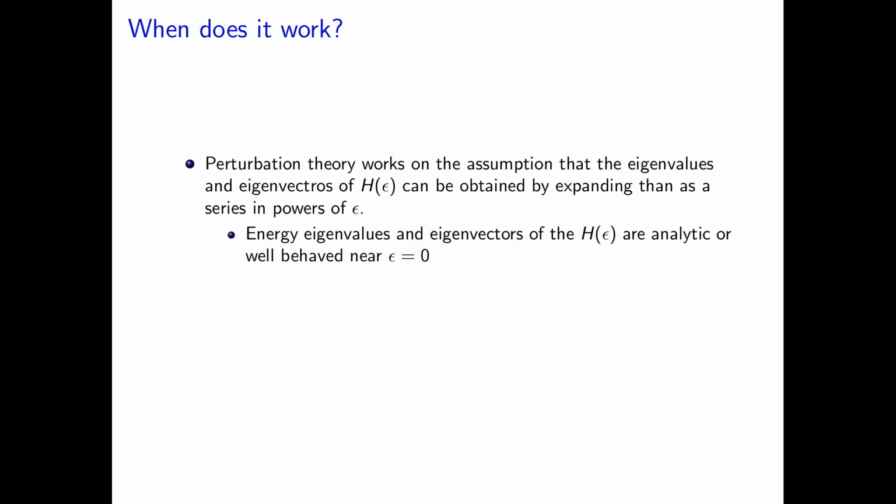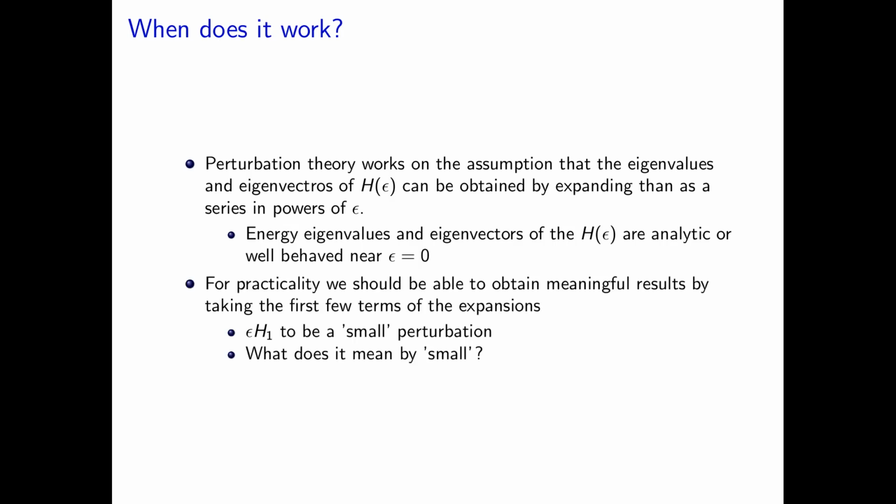Now, in order for this to be true, mathematically it means that the energy eigenvalues or eigenvectors of H epsilon are analytic or well behaved near epsilon equal to 0, because epsilon is a small parameter in the theory to control, because why we need the epsilon, it is just like the exercise we did, it is like a control parameter which will keep track of the smallness of the perturbation. But in order for such a series expansion to work, it has to be analytic or well behaved near epsilon equal to 0.